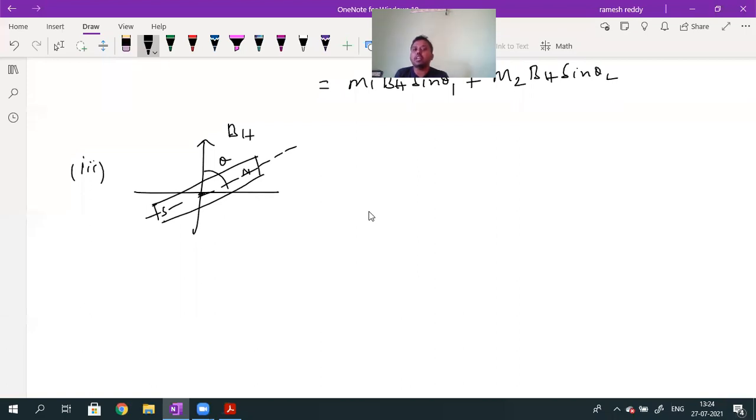If I don't want it to rotate: the bar magnet will rotate because of the torque acting on it, given by tau BH. What is the torque acting on the bar magnet due to the horizontal component of the earth's magnetic field? Tau BH is given by M into BH into sin theta. Because of this torque, the bar magnet will rotate and align in the direction of BH bar. I don't want to rotate the bar magnet.